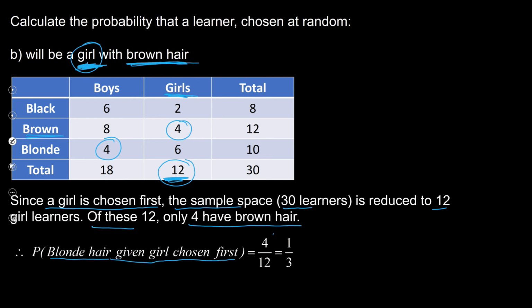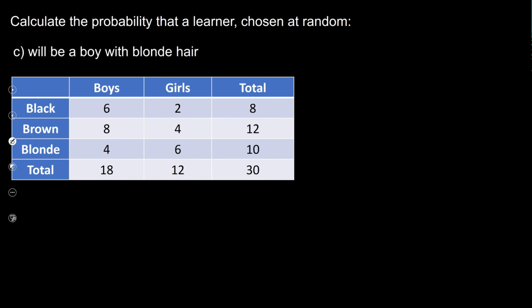Okay. Our next question, still calculate the probability that a learner chosen at random will be a boy, similar to the other one. Now will be a boy, but with blonde hair. A boy now. How many boys do we have? 18. So what does that mean?